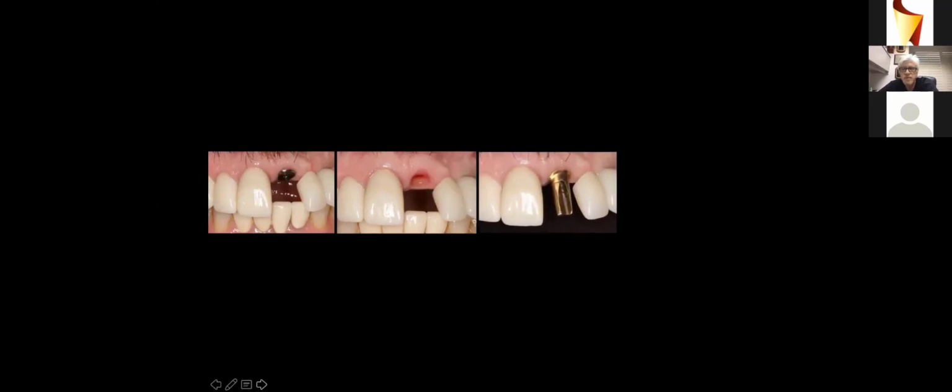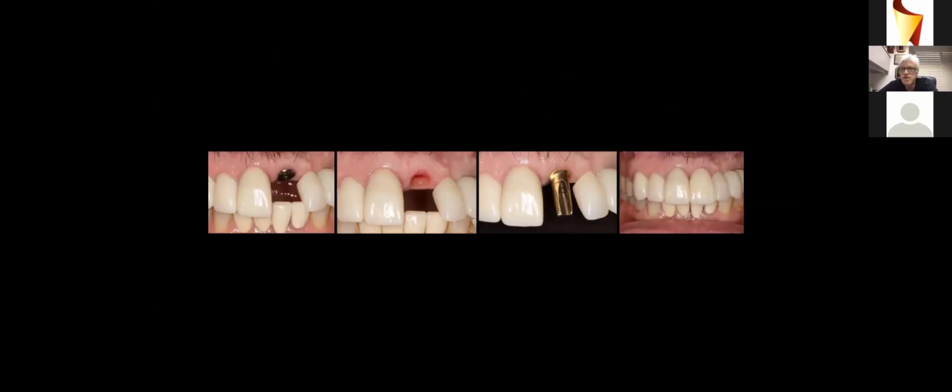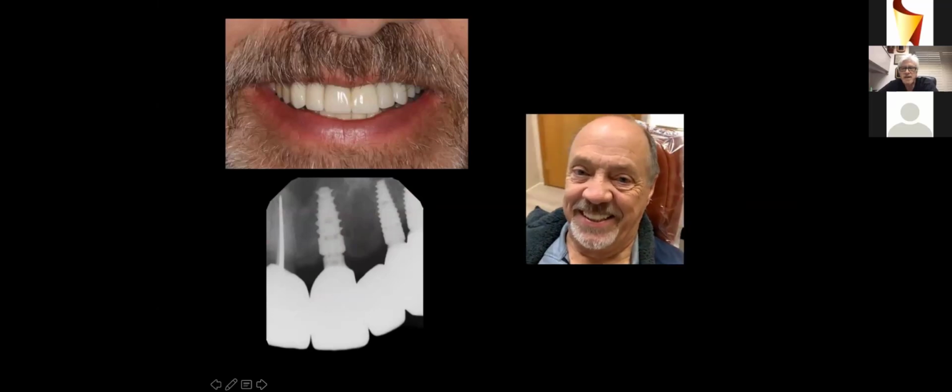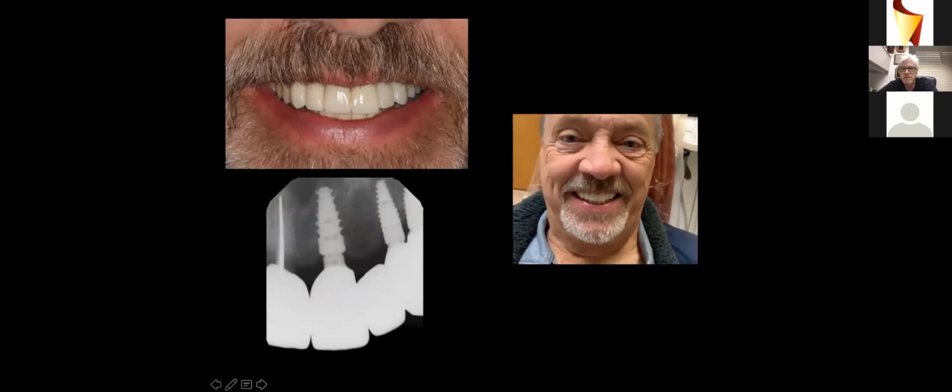So you can see the nice tissue height. We fabricate here a gold-plated abutment. You can see my margins are at or slightly subgingival, and the final aesthetic Bruxer aesthetic crown is pretty amazing. Sorry about that. And we get a patient that is pretty happy with the final result.